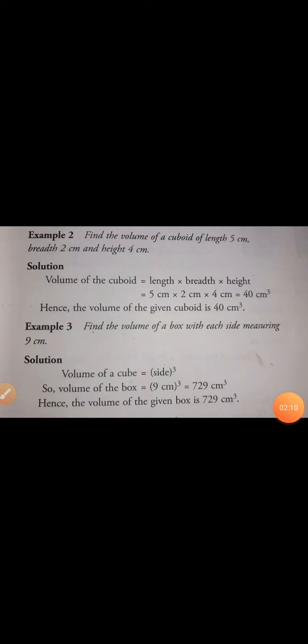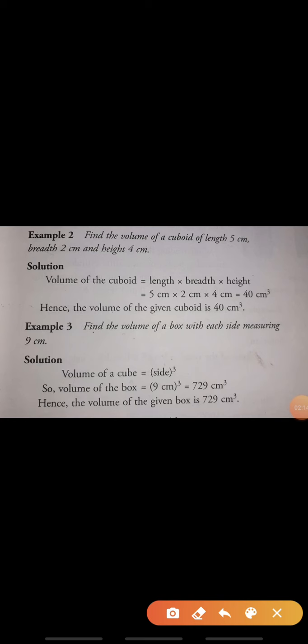The volume of some regular solids: a cube is side into side into side, and a cuboid is length into breadth into height. Then we will talk about some numerical problems based on volume.